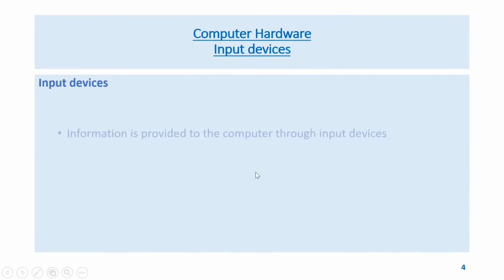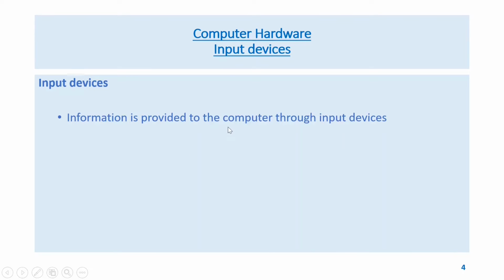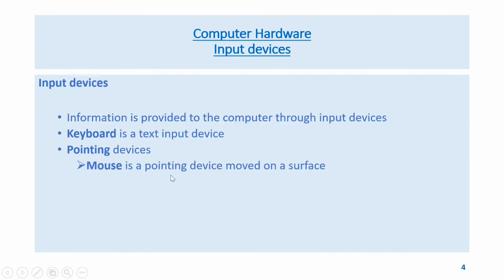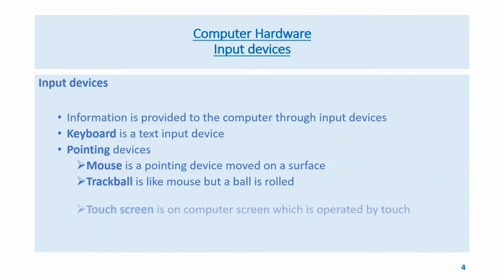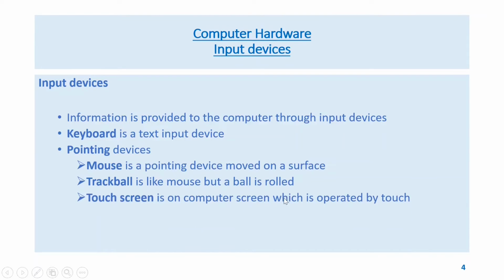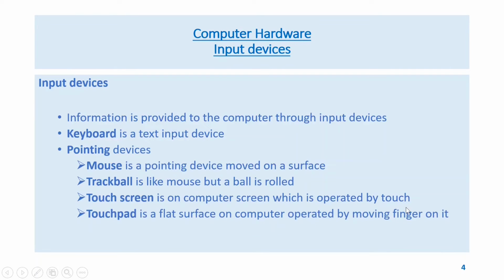Input devices. Information is provided to the computer through input devices. Keyboard is a text input device. Pointing devices. Mouse is a pointing device moved on a surface. Trackball is like a mouse, but a ball is rolled. Touch screen is on the computer screen which is operated by touch. Touchpad is a flat surface on the computer operated by moving a finger on it.